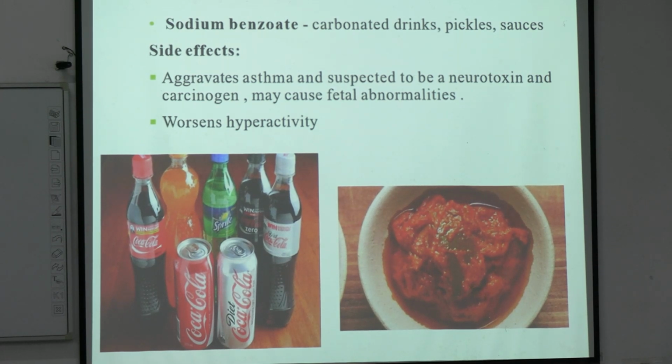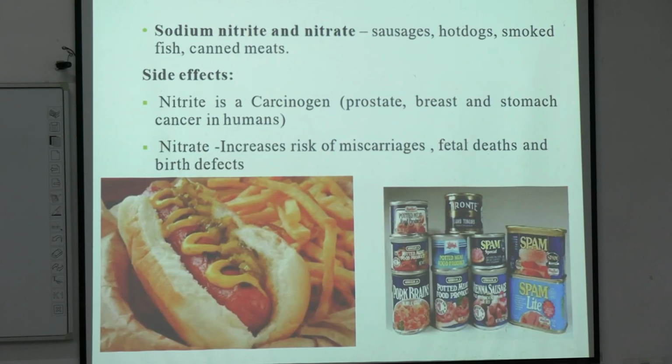This is very common in all the cold drinks, bottled or tin drinks, and also in pickles. Then you have sodium nitrate and nitrite, which is put in sausages, hot dogs, smoked fish, canned meat. Here nitrite is a carcinogen, it can cause cancer. Nitrate increases the risk of miscarriage, fetal deaths, and birth defects. If you go to a big supermarket, you might find these things, so be a bit careful. Having a little bit won't cause it, but if you have it on a regular basis for a long time, it can.